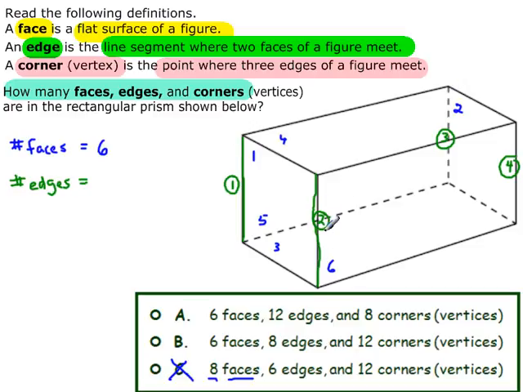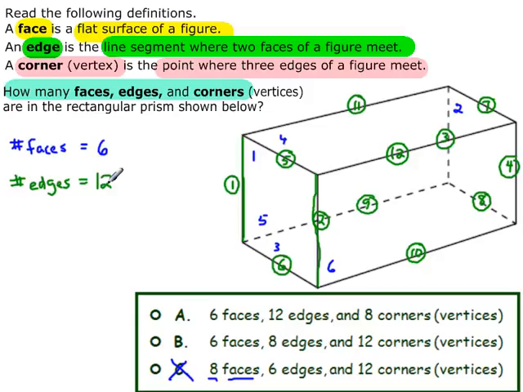Let's go ahead and do the horizontal edges. Let's see, so there's a 5th one and a 6th one and a 7th one and an 8th one. And then let's not forget these edges here. So there's a 9th, a 10th, an 11th, and a 12th edge. Great, so there are 12 edges.